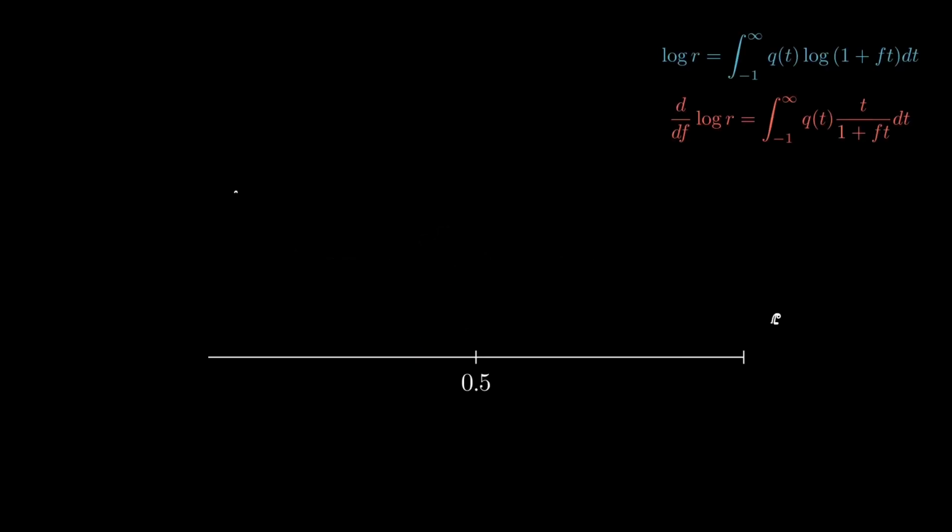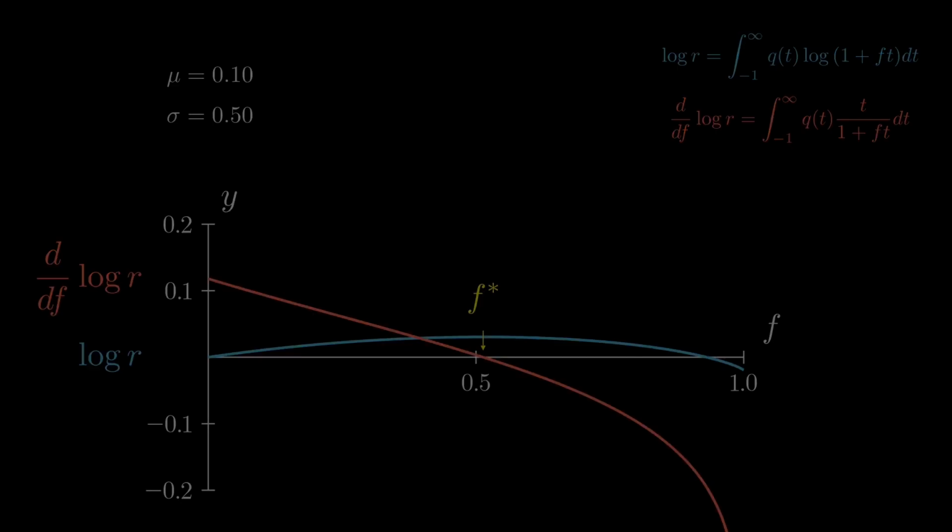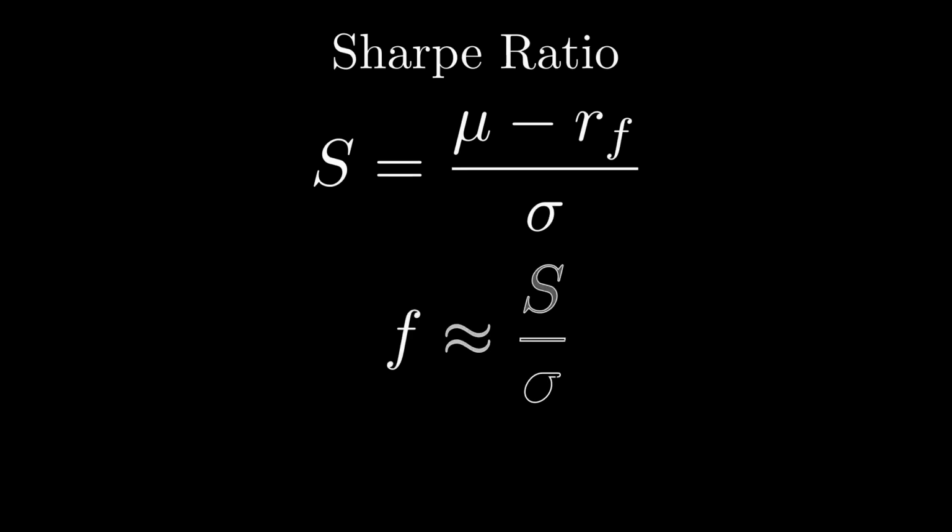In the previous video, we considered a stock with returns that follow a normal distribution with mean mu and standard deviation sigma. I teased that the optimal fraction f is the Sharpe ratio divided by the standard deviation. But how can we actually solve for f? There is one technique that leads to interesting results.